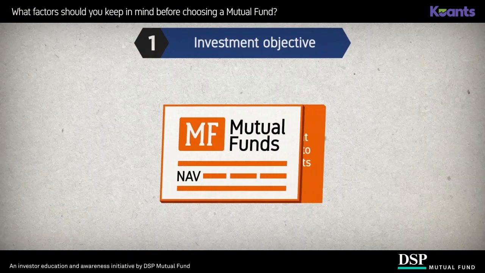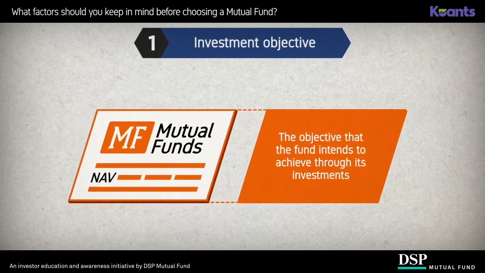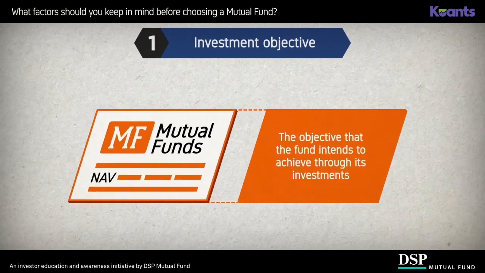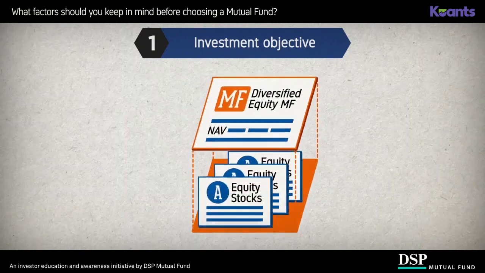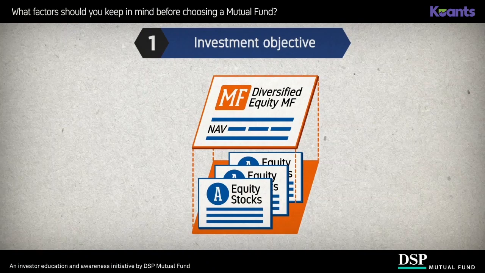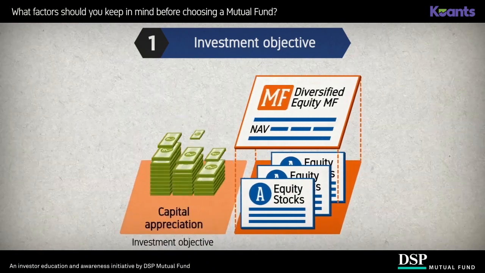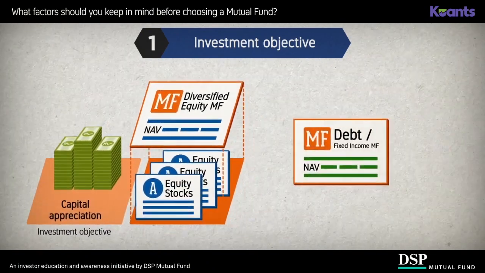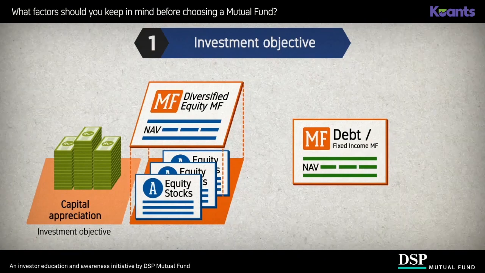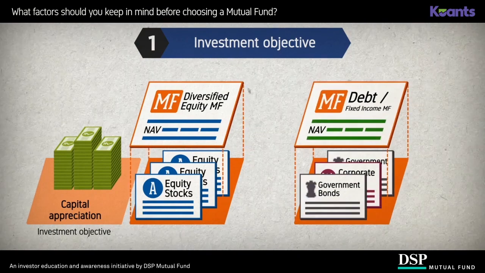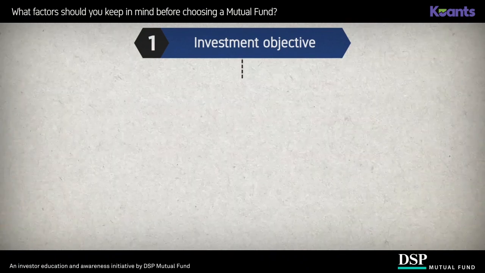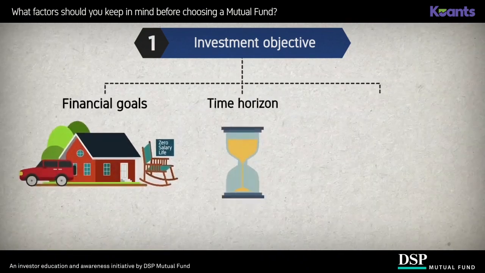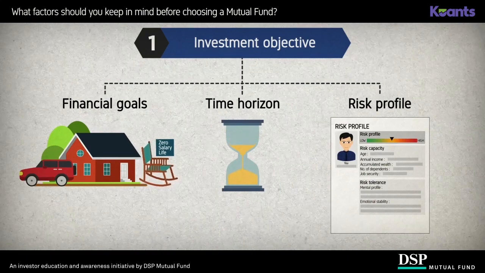The investment objective of a mutual fund is what the fund intends to achieve through its investments. For instance, an equity diversified mutual fund may have the objective of investing in growth stocks or shares to achieve capital appreciation, while a debt or a fixed income mutual fund, on the other hand, may have the objective to invest in debt instruments to earn regular income for its investors. While considering the investment objective of a fund, you need to consider other factors as well.